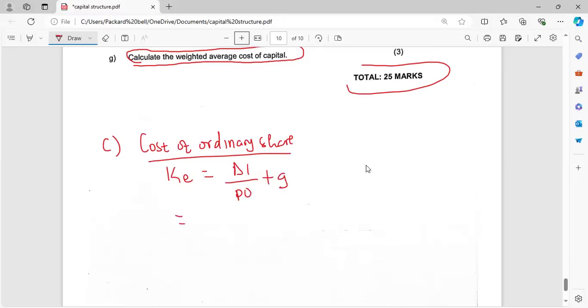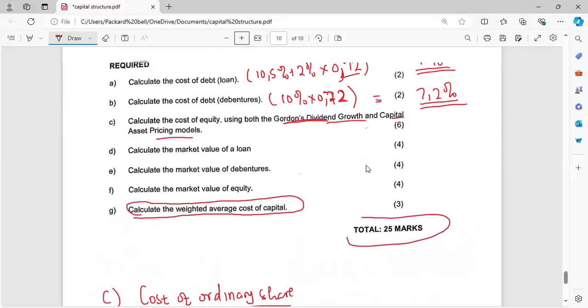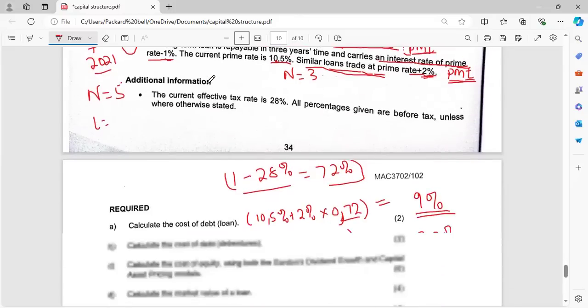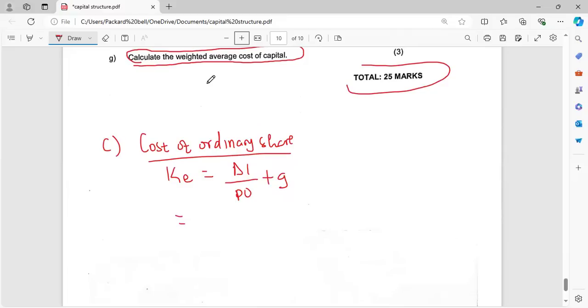Who is going to be our D1 here? Who is our D1 in the question? 28 cents, it's the expected dividend. And who is going to be our P0? 625 cents is going to be our P0, am I right? Yes. So our D1 is going to be 28 over 625 plus the growth, so our KE here is that plus the growth.